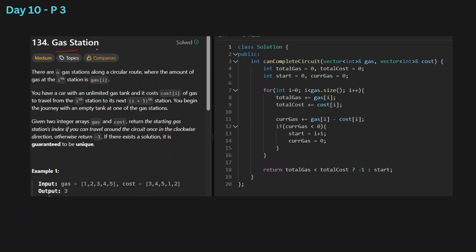The third was the gas station. The problem is that we are given a circular loop. There are gas stations all around the loop, and we have to complete the path while adding fuel into our car. We have to choose a starting point from where, if we start, we will be able to complete the loop without running out of fuel.